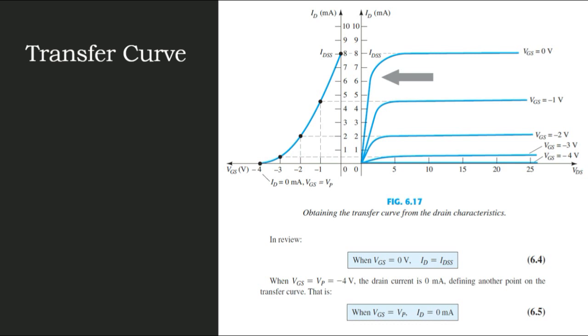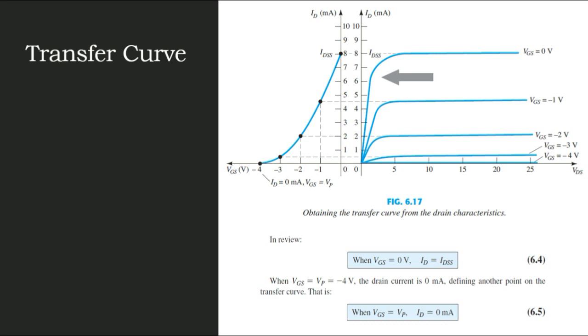Here you can see a transfer curve which is divided in two parts. In figure 6.17 there are two parts. On the right side we have plotted the graph between VDS and ID, and similarly on the left side the graph is between VGS and ID. So let's have a clearer view of this graph.